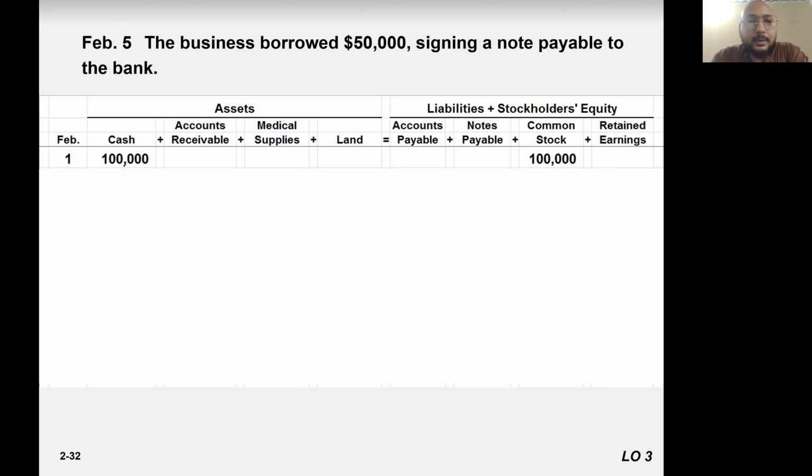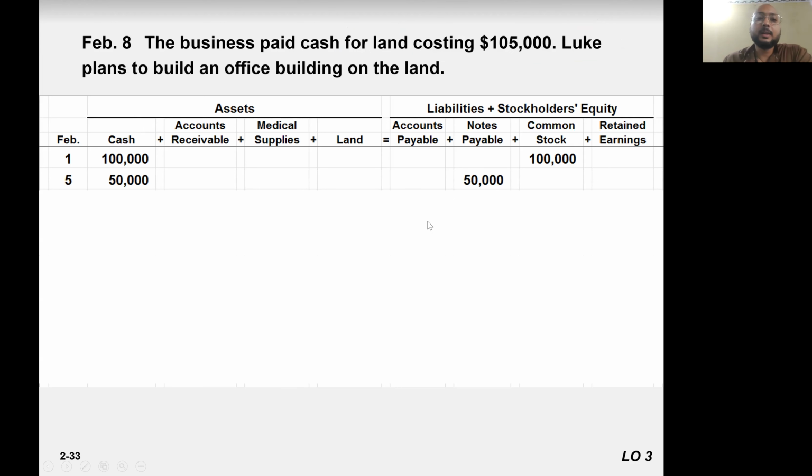Second, on February 5, the business borrowed 50,000, signing notes payable to the bank. So borrowed 50,000 means cash is increased. And since you write down the notes payable, notes payable is increased here. The equation is balanced.